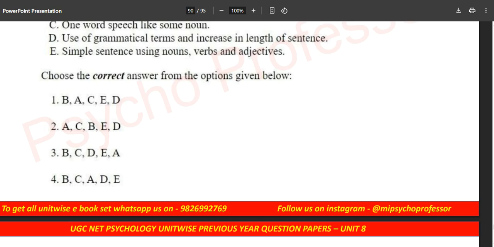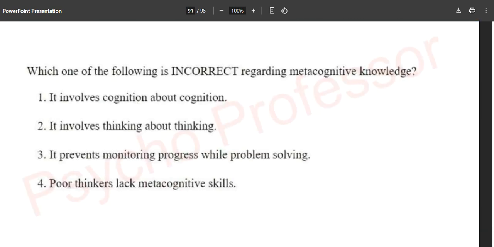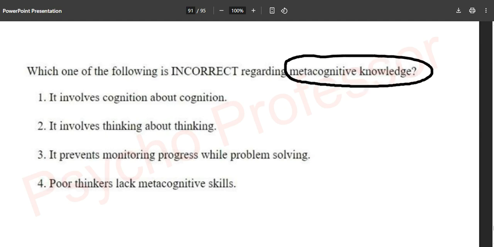Let's move on to the next question, the fourth one. Which one of the following is incorrect regarding metacognitive knowledge? I have shown you previously, when we were solving 2021, metacognitive knowledge and regulation and all those things. This is a question which came long back, was forgotten for some time, but now they have asked about this thing.